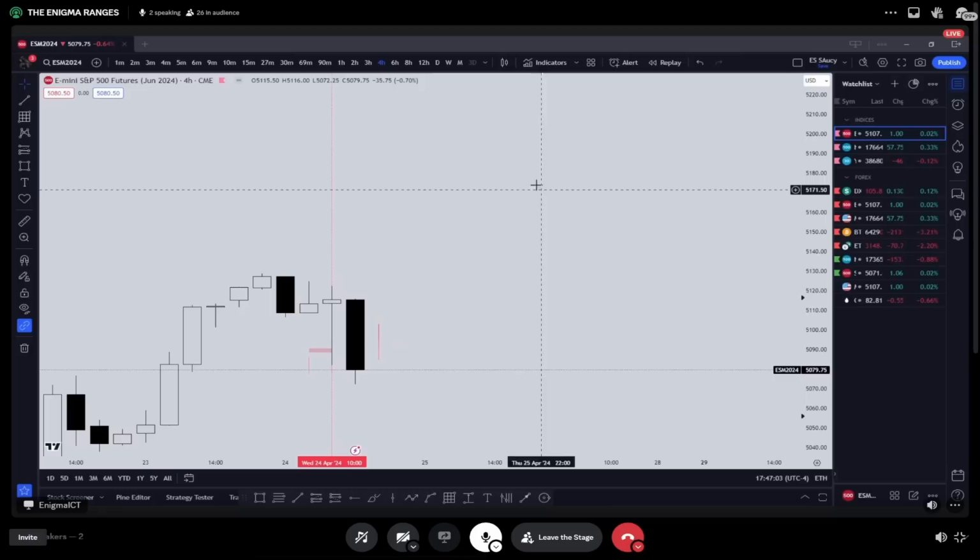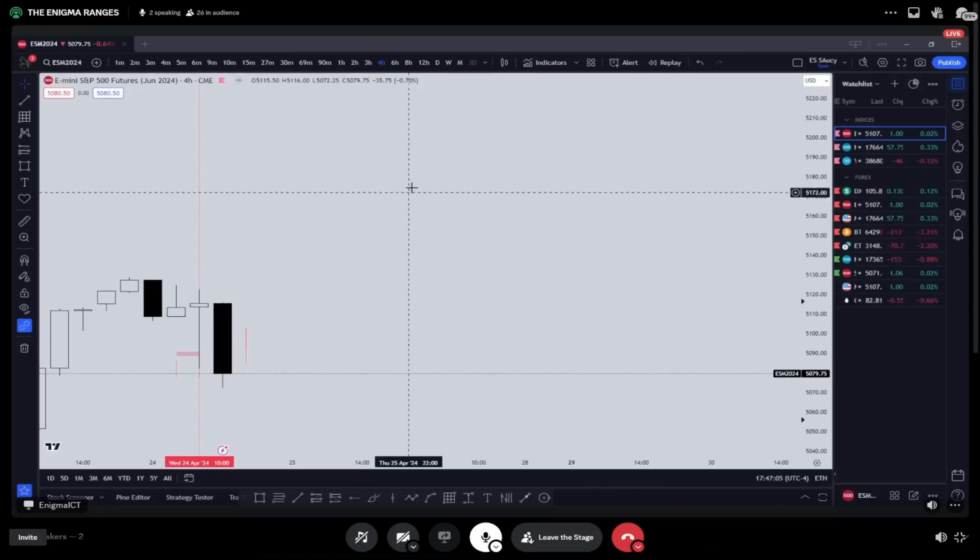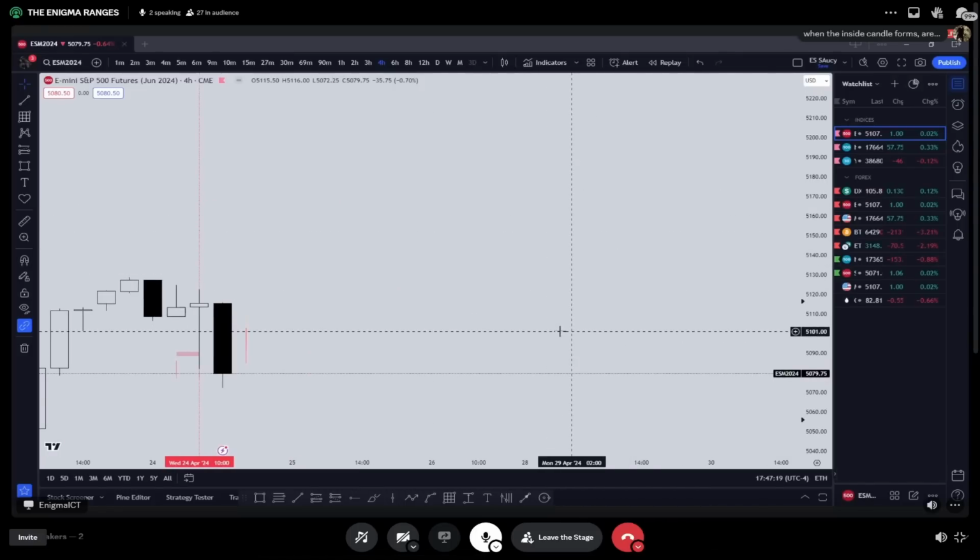As long as you have time frame alignment in play and you trade with the order flow, you guys are going to be good. When the inside candle forms, are we always watching for the top or bottom to get swept, or sometimes do we just sweep the inside candle? That's a good question.